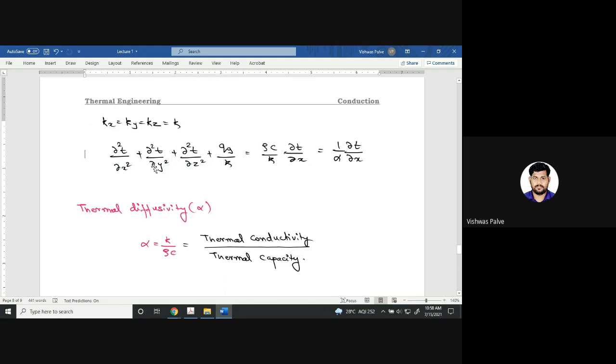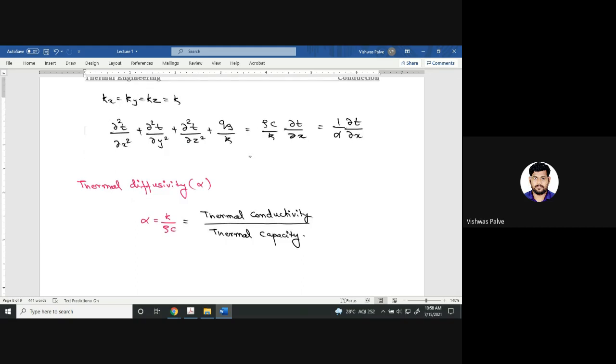The dy term and dz term will be equal to 0. If I want this equation to be written without internal heat generation, then qg tends to 0. So we can reduce this equation for one-dimensional, and we can reduce this equation for internal heat generation. If I say it is for steady state, internal heat generation for steady state, right?